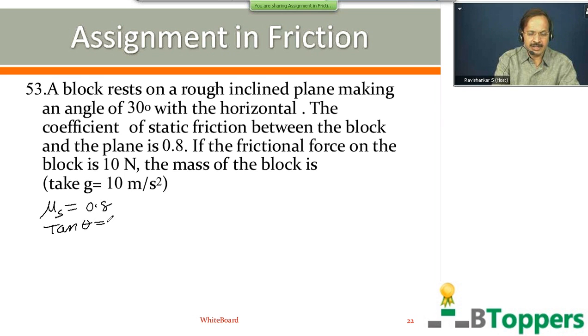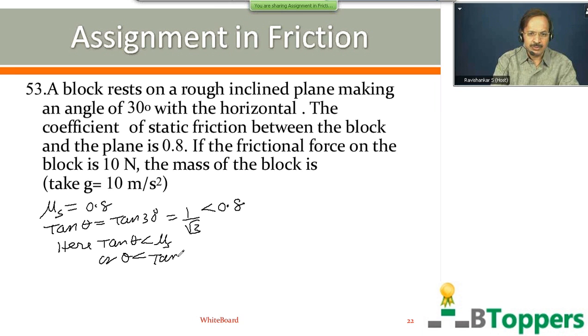So tan theta is tan 30 degrees, which is equal to 1 by root 3. The value of 1 by root 3 is definitely less than 0.8. That means in this case tan theta is less than mu s. Or you can say the angle of inclination of the inclined plane to the horizontal is less than tan inverse mu s, or less than the angle of friction or the angle of repose. Therefore, the block will be at rest on the inclined plane.